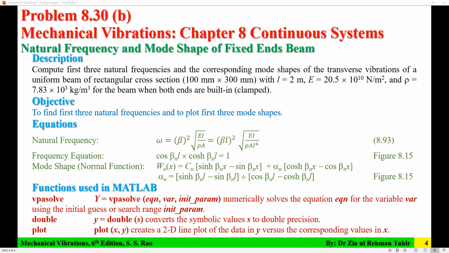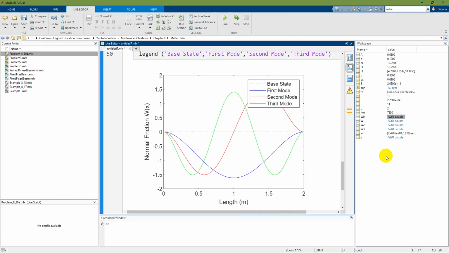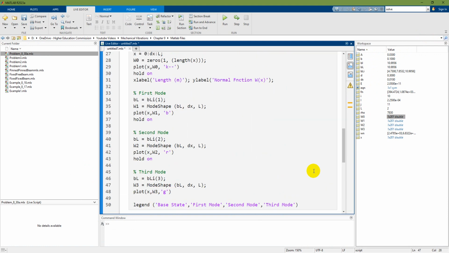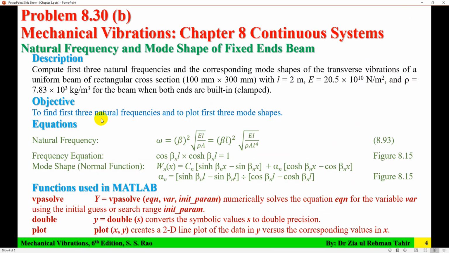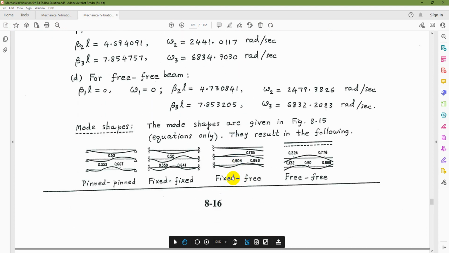I can minimize it, and all these parameters are here. So this is how to plot natural frequencies and mode shapes when both ends are fixed or built in. And here in the solution manual, the approximate figure is also given. So that is the approximate figure for the fixed-fixed beam.